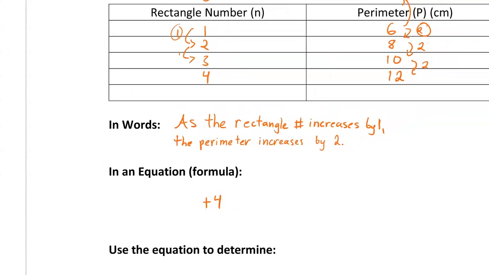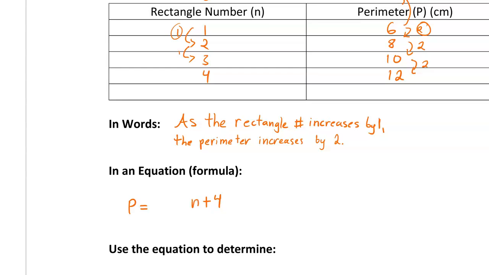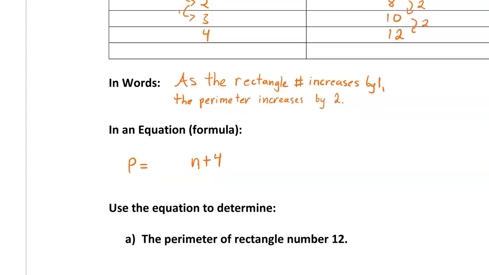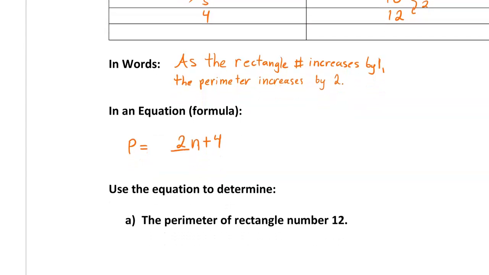Now what are we calculating? Well, we're calculating our perimeter. So perimeter equals, and our rectangle number is represented by an n, and this is where our rate of change comes in. We already know that the rate of change on the perimeter is 2, and our rate of change on the rectangle number is 1. So it would be 2 over 1. Or you could write P equals 2n plus 4. Both would be correct.